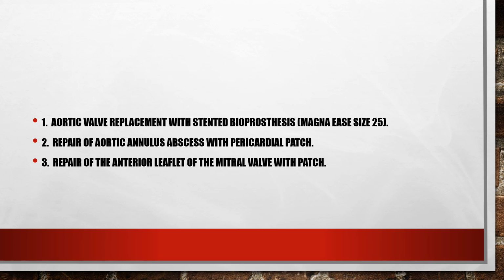So what they did is an aortic valve replacement with a stented bioprosthesis. They used a Magna Ease size 25. They repaired the aortic annulus abscess with a pericardial patch, and they repaired the anterior mitral leaflet with a patch.